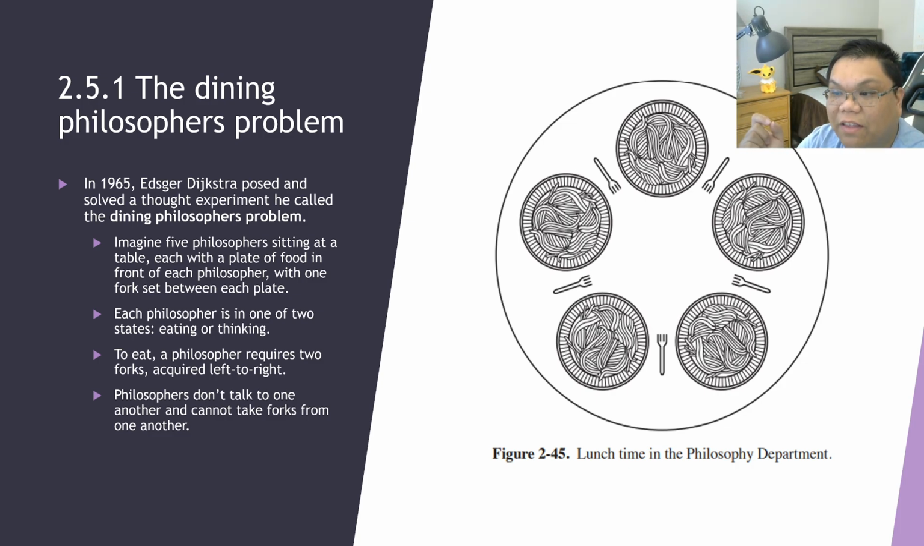So Edgar Dijkstra, yes, that Dijkstra, posed a thought experiment that he called the dining philosopher's problem. So imagine 5 philosophers sitting at a table, each with a plate of food in front of each philosopher, with one fork set between each plate. Each philosopher is in one of 2 states. They're either eating or thinking. To eat, a philosopher requires 2 forks. One on the left and one on the right. Oh yeah, and philosophers don't talk to one another, and they cannot take forks from one another.